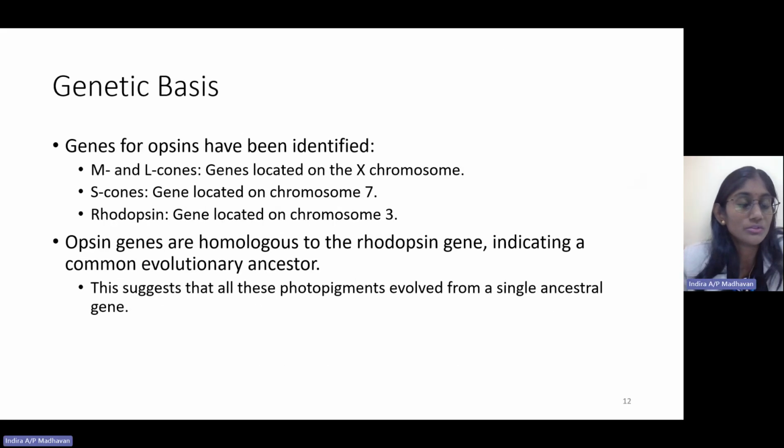Now we move on to the genetic basis. The genes for opsins have been identified. For the medium and long wavelength cones, or the red and green wavelength sensitive cones, the genes are located on the X chromosome, which is our sex chromosome, which determines our gender and all that. While the short cones are located on chromosome 7.